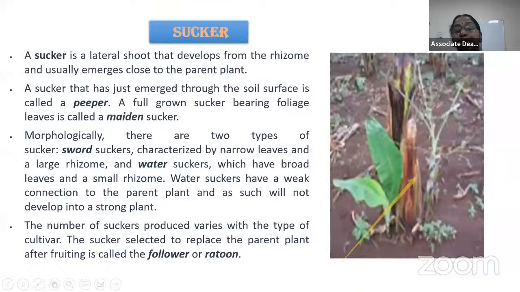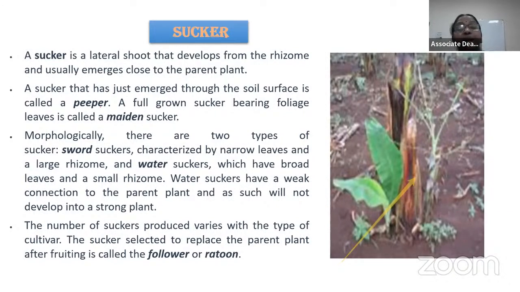Generally, sword suckers possess narrow leaves and also a large rhizome. Whereas water suckers have broad leaves and also a small rhizome. And these water suckers have a weak connection to the parent plant, so they will not develop into a strong plant. So only sword suckers are preferred for taking up fresh planting. The number of suckers produced varies with the type of cultivar. And generally, we use first ratoon, second ratoon like that after the first planting is over and harvest is over. The sucker that is selected to replace the parent plant after fruiting is called the follower or ratoon sucker.